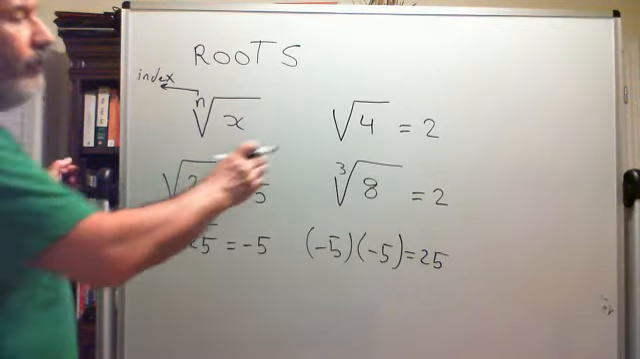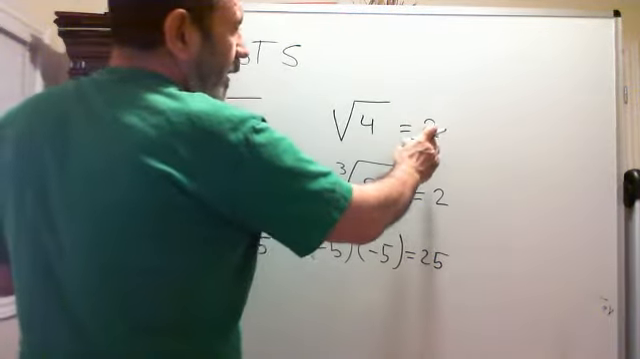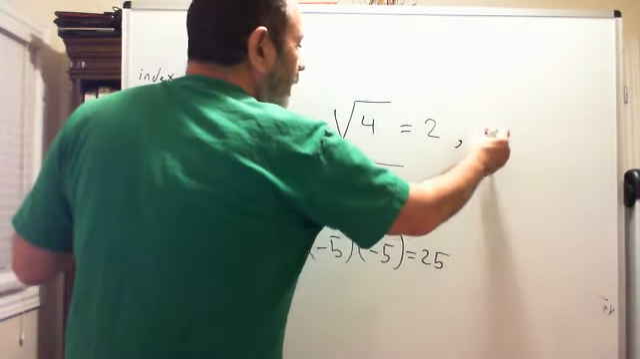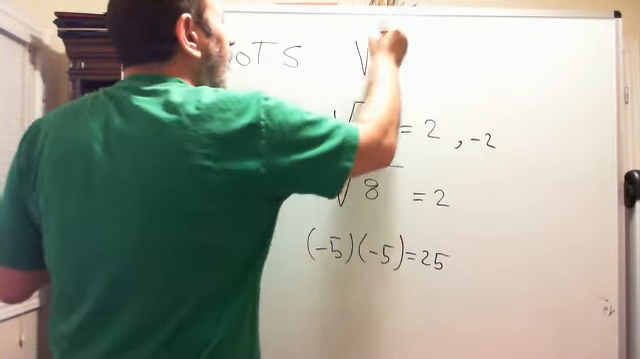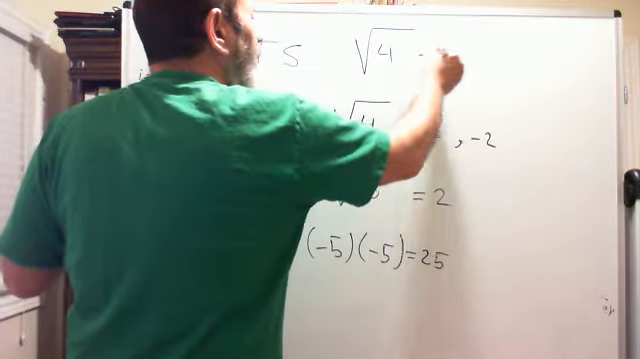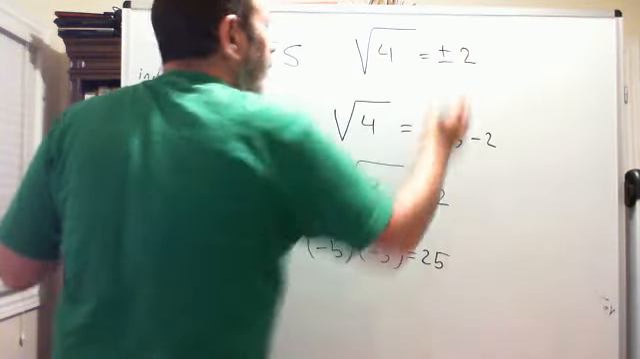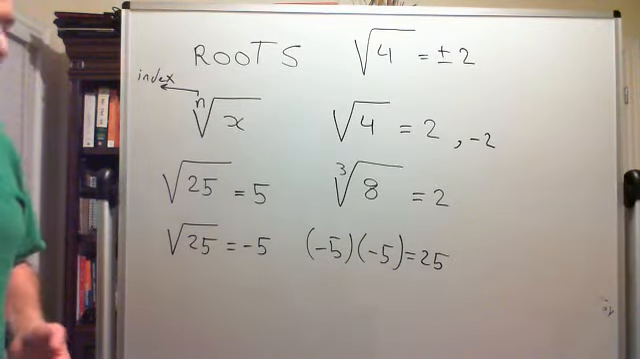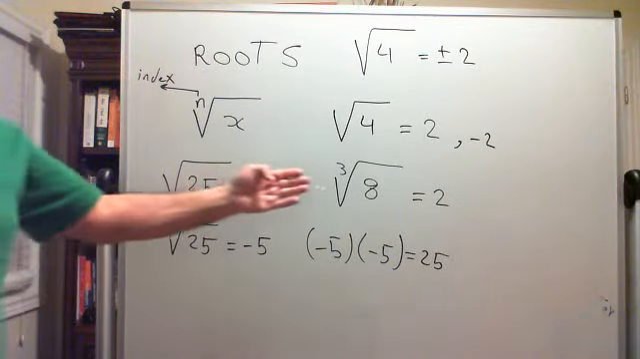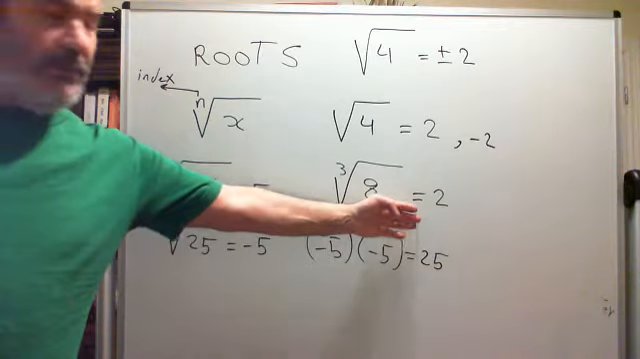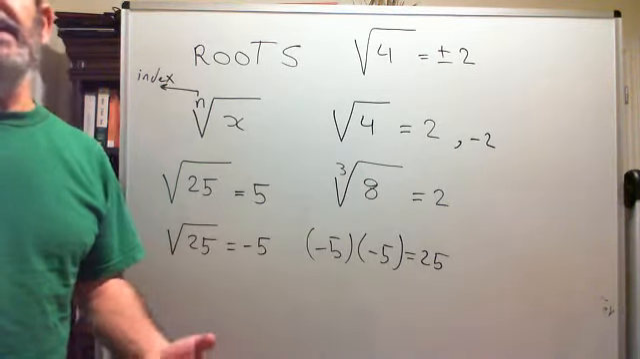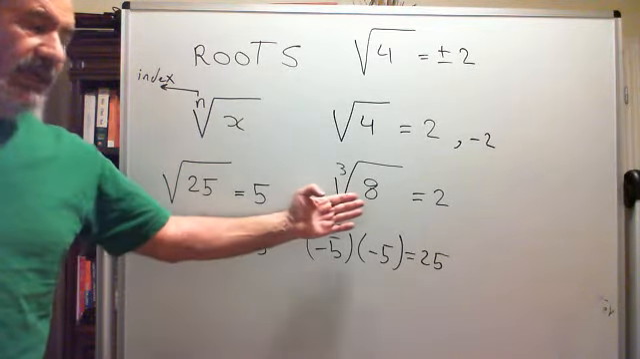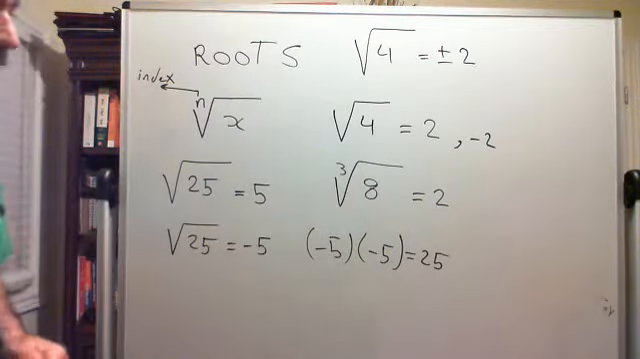The square root of 4, the answer is going to be 2 or negative 2. Or in general, we can write the square root of 4 is equal to plus minus 2. Okay? The square root of 4 is plus minus 2. For the cube root, we don't have plus minus because the cube root means multiply by itself 3 times. The cube root of 8 is going to be 2.